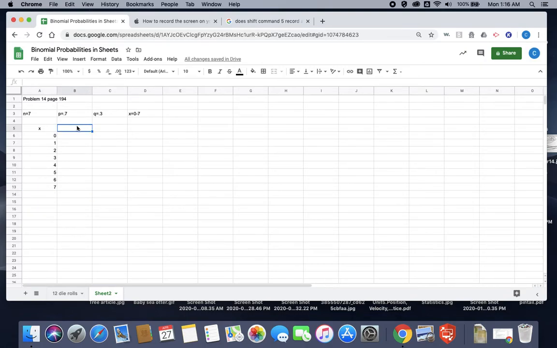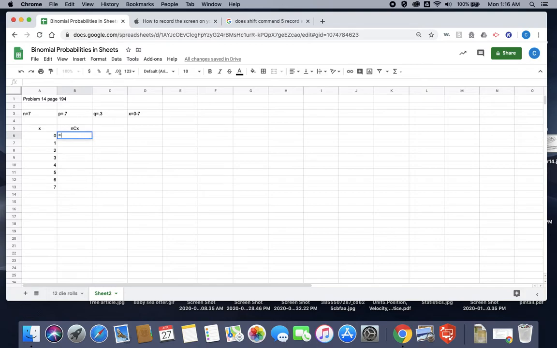The first part of our binomial probability equation is to do a combination of N combination X values. I'm going to go right through here and center all of these because we're going to use all of these columns.